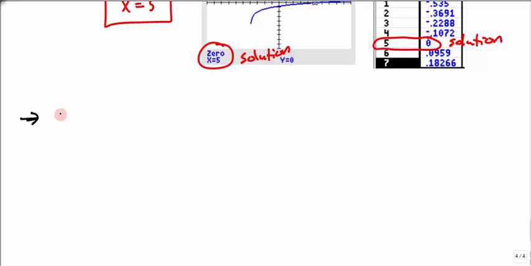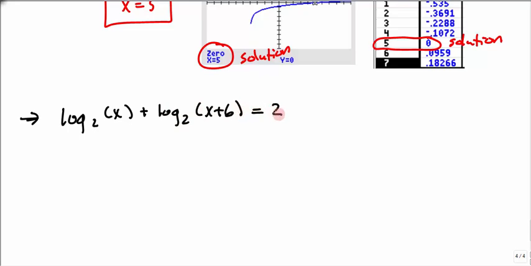So this one would be a rewrite. This is log base 2 of x plus log base 2 of x plus 6 equals 2. Well, I don't have to do anything to this to solve it. I don't have to rewrite it. I could just put this in my calculator with my conversion if I need to, subtract 2, make sure it's set equal to 0. Or if I wanted to, I could rewrite these using properties of logs.